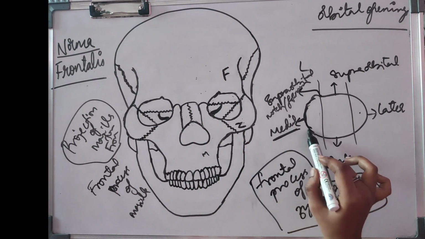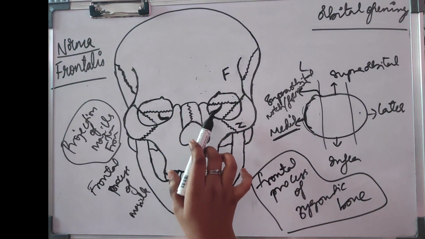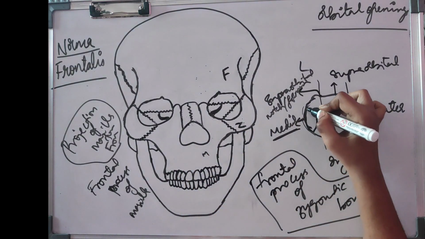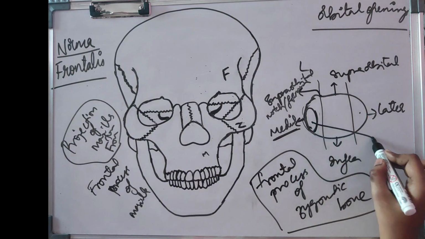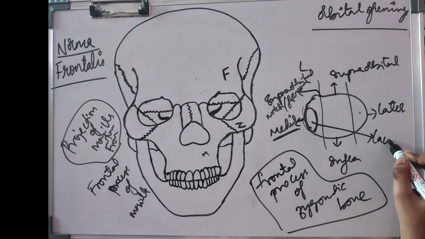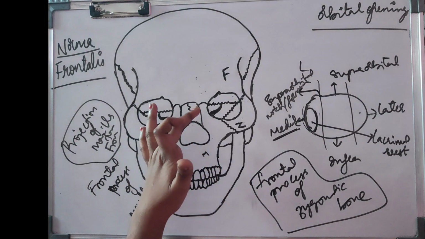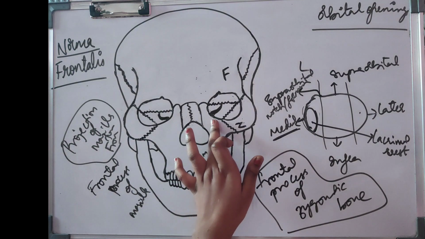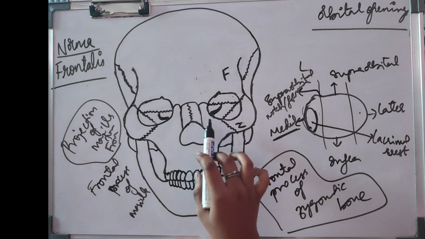So the medial orbital margin is formed by the frontal bone above, and below it you can see on the medial side one bone which is known as the lacrimal bone, and the elevation on this bone is known as the lacrimal crest. So the medial orbital margin is formed below by the lacrimal crest of the frontal process of the maxilla.